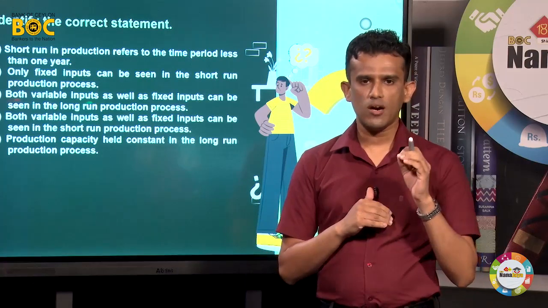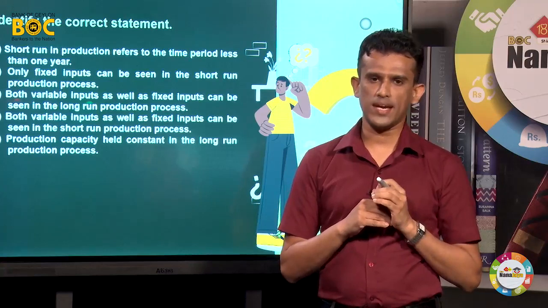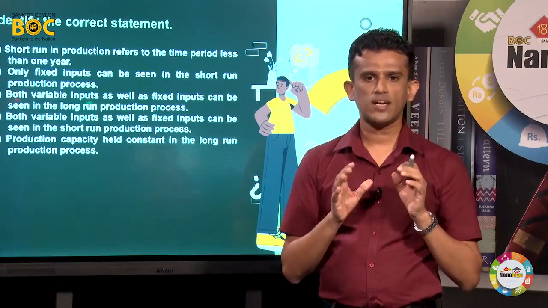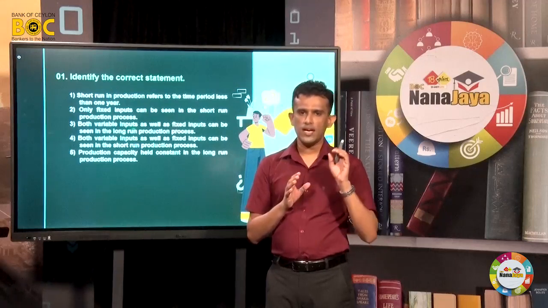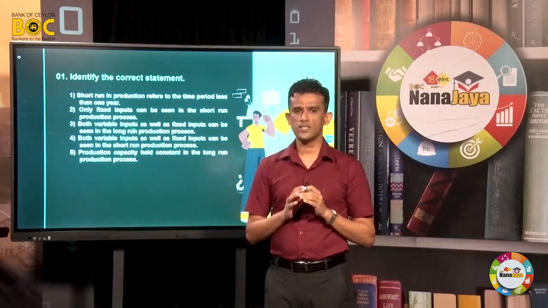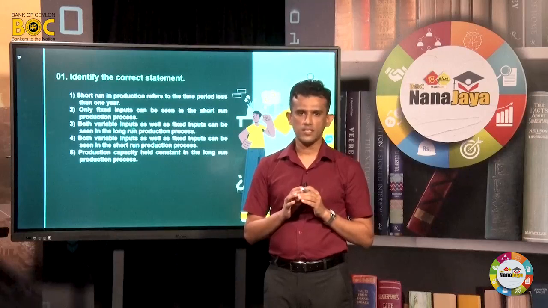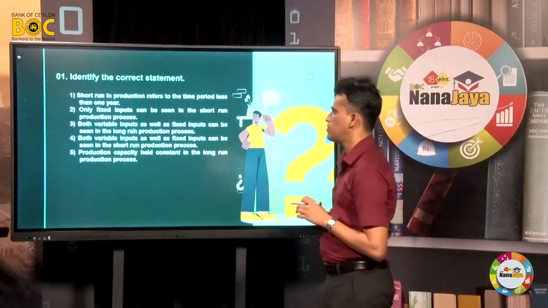So, this is how we are categorizing the production process into two categories as the short run and the long run. Again, the categorization is totally based on the types of inputs which can be observed within the production process being considered. So, keeping this in mind, we will read the first question.